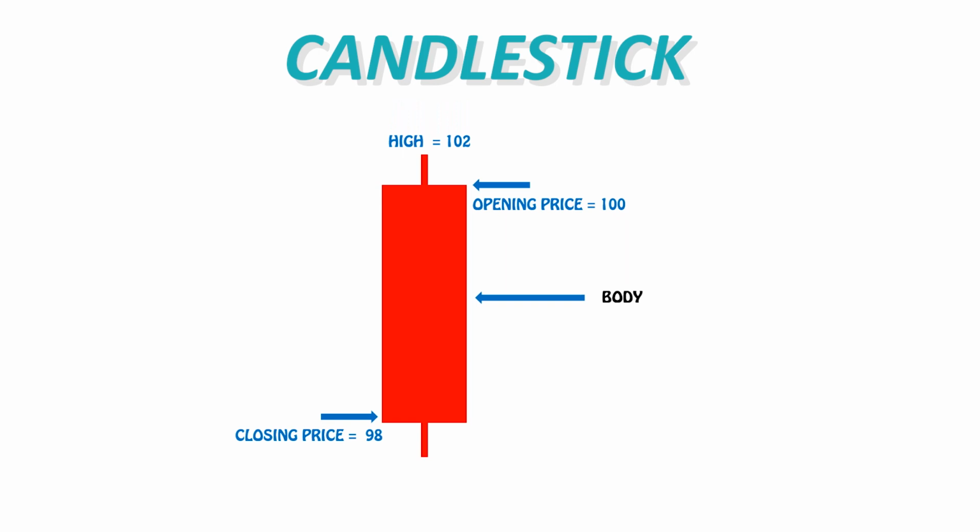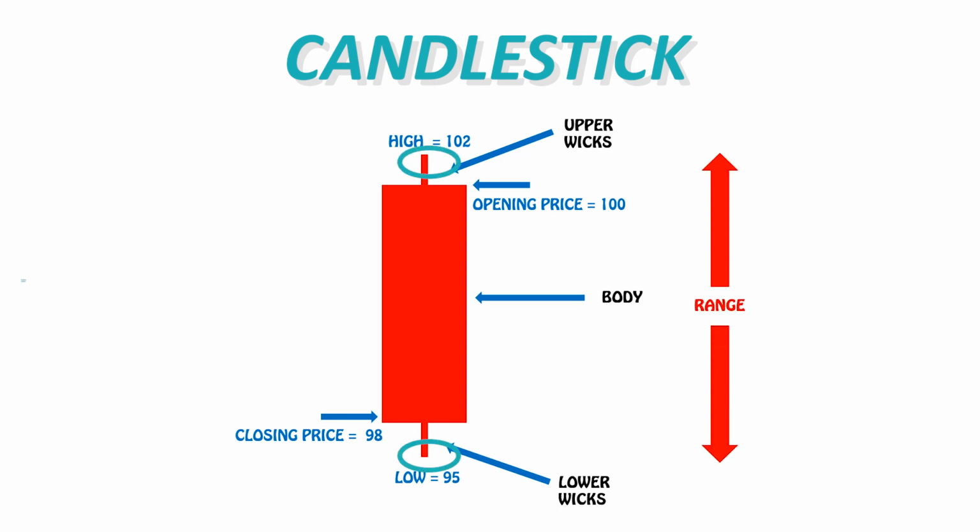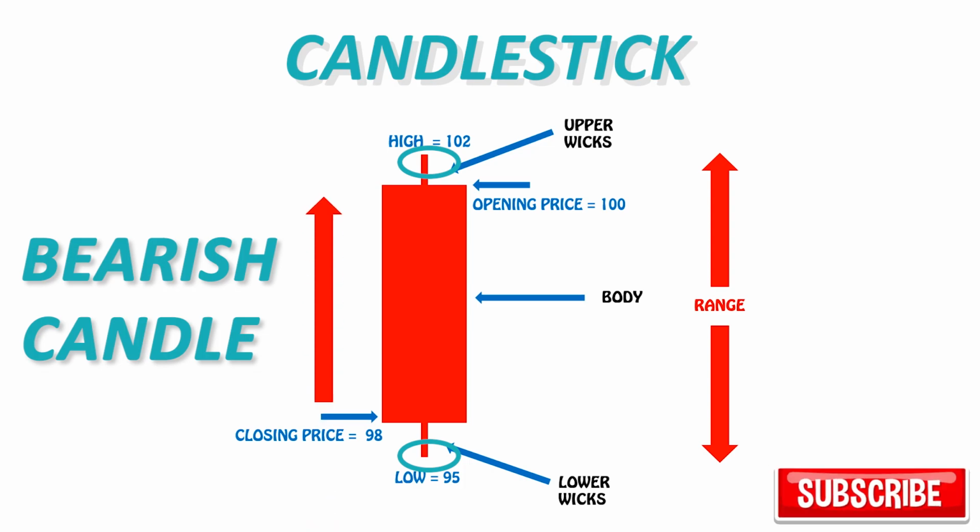Now let's take an example of a bearish candle. Let's say the open price is 100 and the closing price is 98. This is called the body of the candle. The highest price on the day was 102 and the lowest price was 95. They are shown by the wicks, and the range between the highest point and the lowest point is called the range of the candle. So for a bearish candle, the open is always above the close.